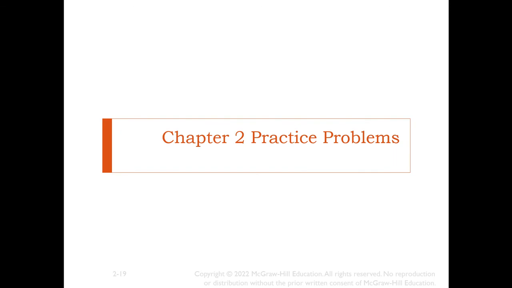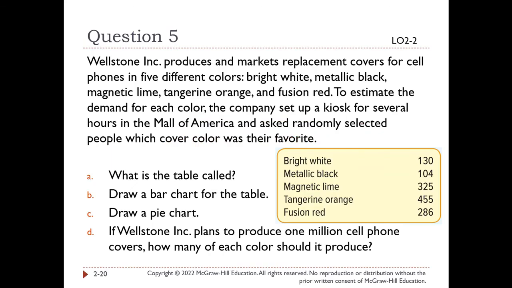That's it. So we're going to go over some practice problems before you tackle the homework, just to help y'all guys out a little bit more. And these we will show in Excel. So, starting off first, we have Railstone Inc. They're going to produce and market replacement covers for cell phones in 5 different colors: white, black, lime, orange, and red. Okay, I just made it simple. To estimate the demand for each color, the company sets up a kiosk for several hours in the Mall of America and asks randomly selected people which cover color was their favorite.